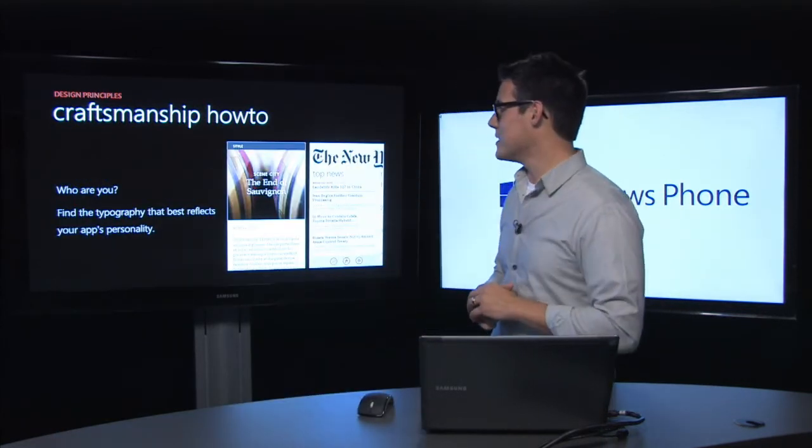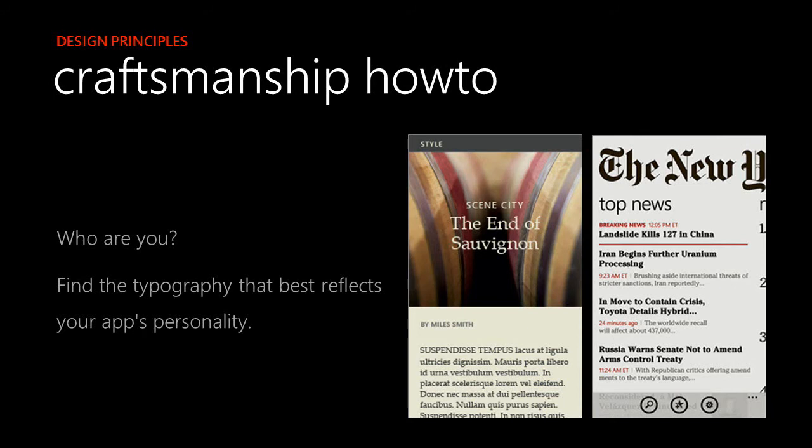Another thing that I'd like to mention about craftsmanship when you're designing your own apps, don't forget who you are. Find the typography that best reflects your app's personality. Here's a couple of great examples of this. The New York Times, right? This is beautiful. This is their typography. It feels very much like their brand, but it still feels like a part of the Windows Phone application.